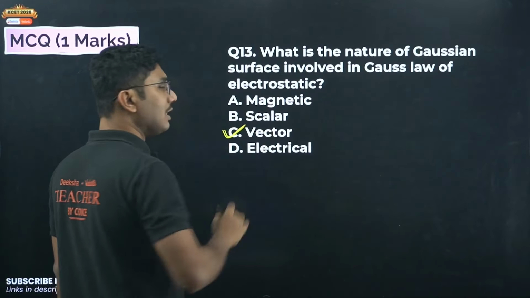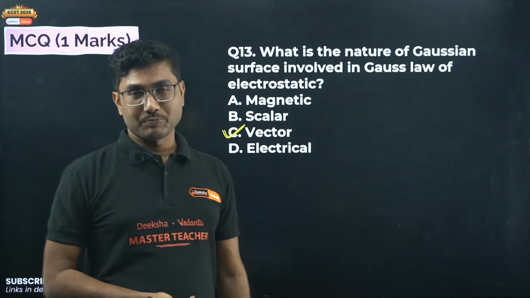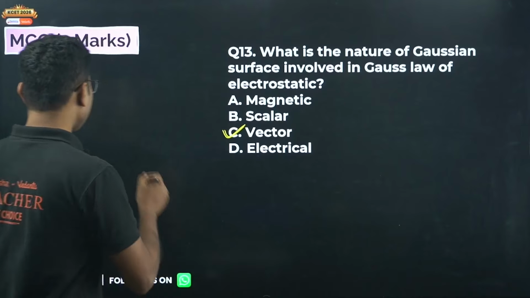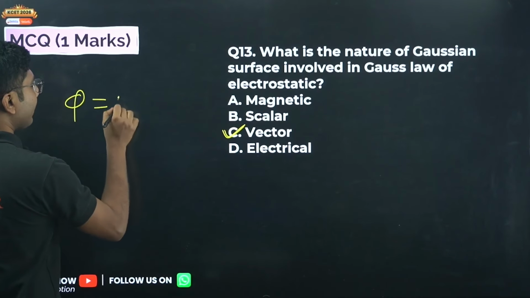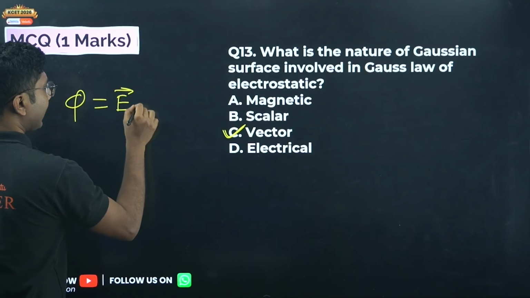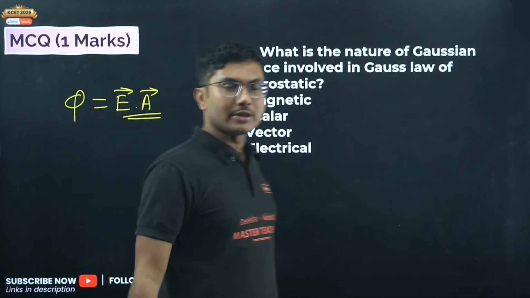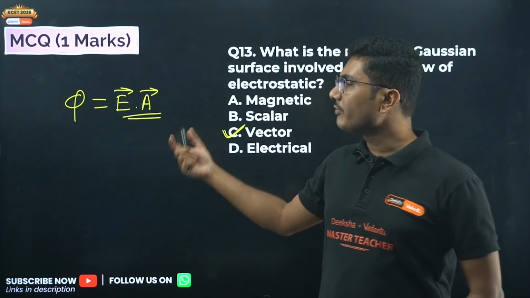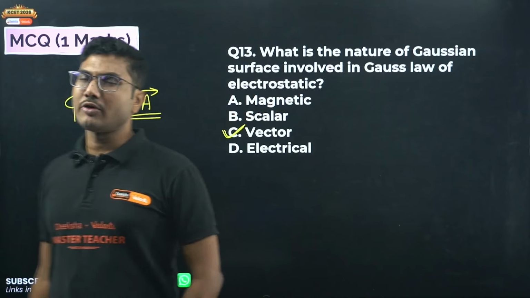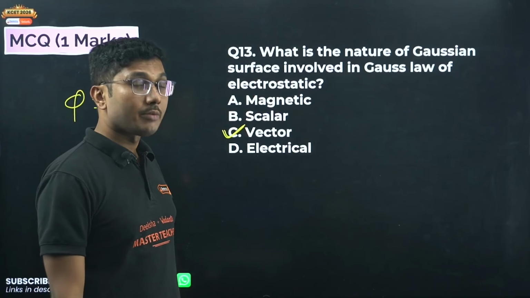Okay, that's why we take E dot dA. So if you remember, flux is always E dot A. That means the surface has to be a vector quantity. E A cos theta, it is a dot product. So the surface has to be a vector quantity. If it is not a vector quantity, then Gauss's law will not be applicable.